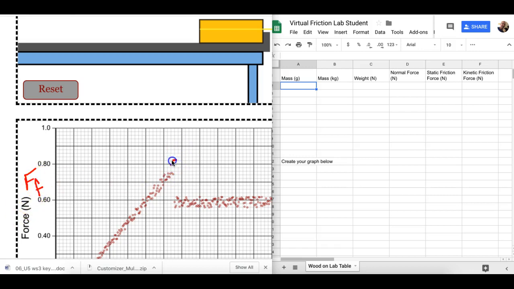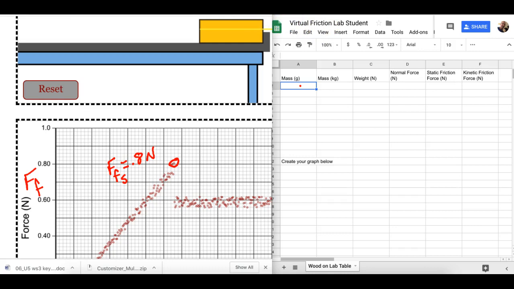The very top dot, so we can see that that dot is about right here, has a value of 0.8 newtons. So this is going to be the force of friction, and because the block doesn't move up to this point, we're going to say that that is static friction, and the value here is about 0.8. So let's go ahead and put some numbers in right here.